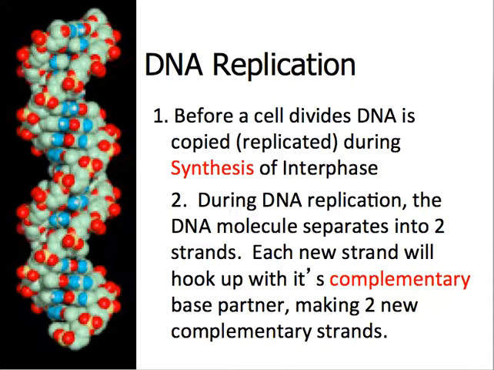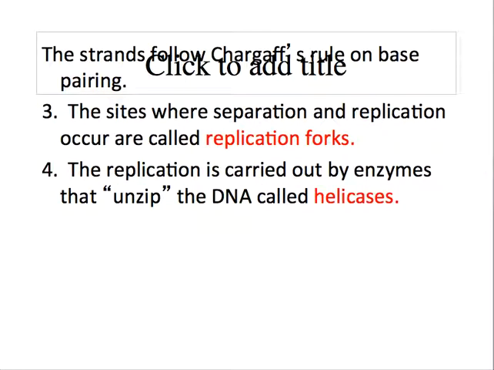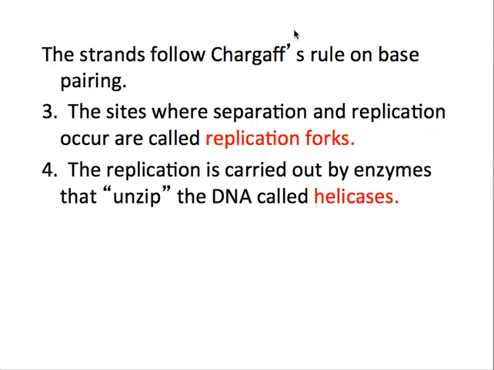Each new strand will hook up with its complementary base partner. That means A is going to work with T, C is going to hook up with G. So A to T, C to G, always. And it will hook up with these base partners until it makes two new complementary strands, or two identical strands. The strands follow Chargaff's rules on base pairing, A to T, C to G. Apples grow on trees, cars go in garages.